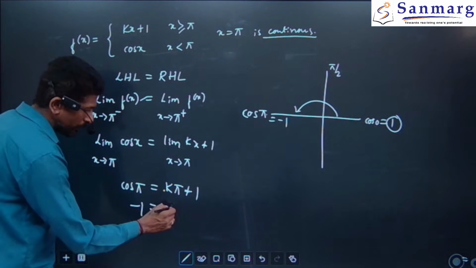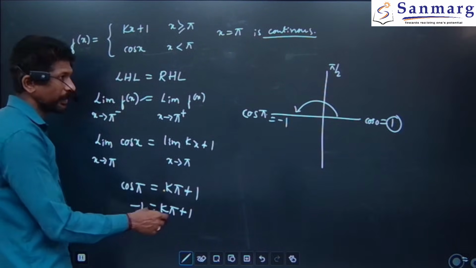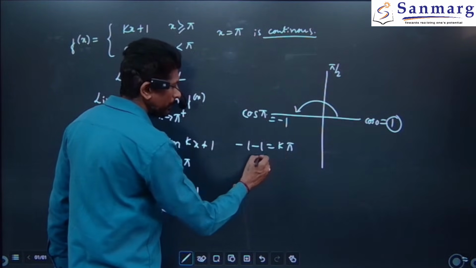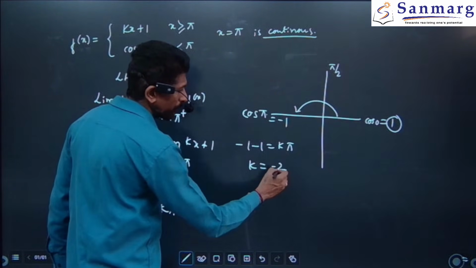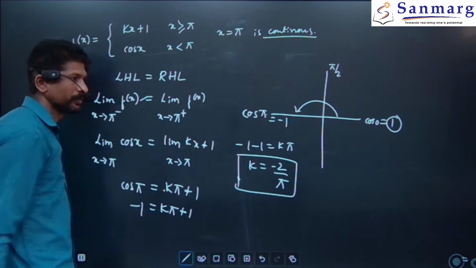So cos pi plus 1. Take plus 1 to the LHS side. So automatically minus 1 is equal to k pi now. So k becomes minus 2 by pi. So the value of k becomes what? Minus 2 by pi. Understood?